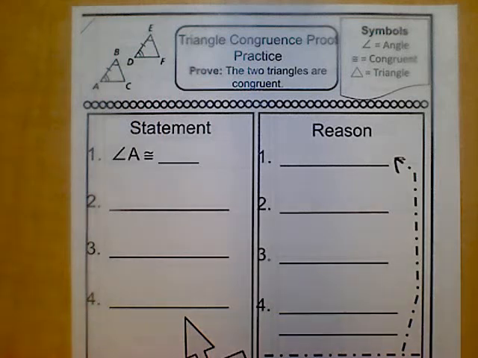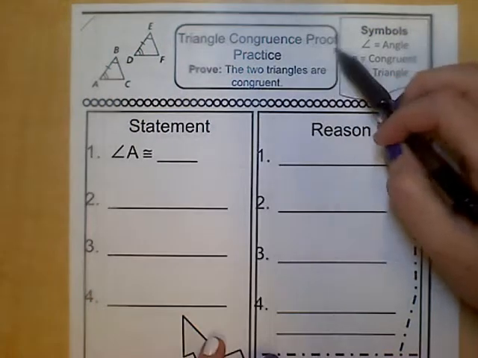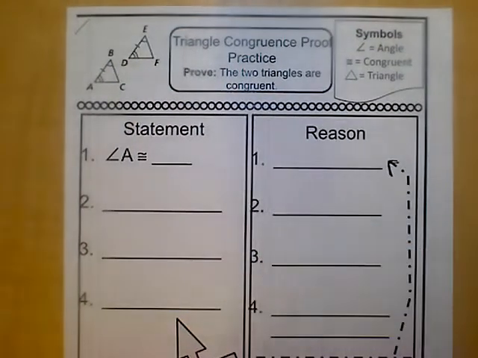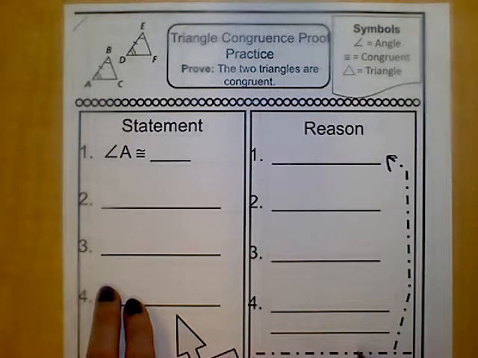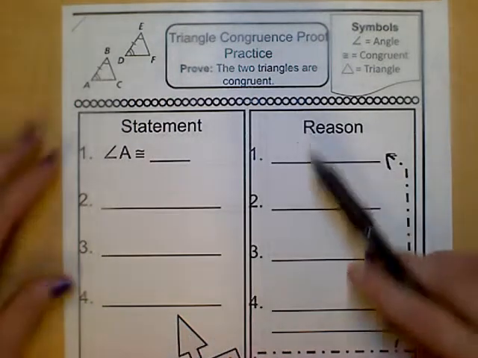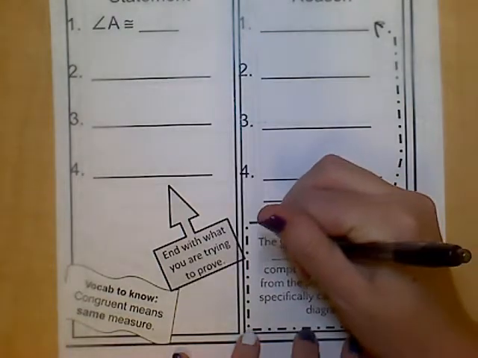All right, we're going to work on what's called a proof, some formal proofs for geometry. When we do this, we have two columns, one with statements and one with my reasons. We always start with this note at the bottom. We always start with the given.